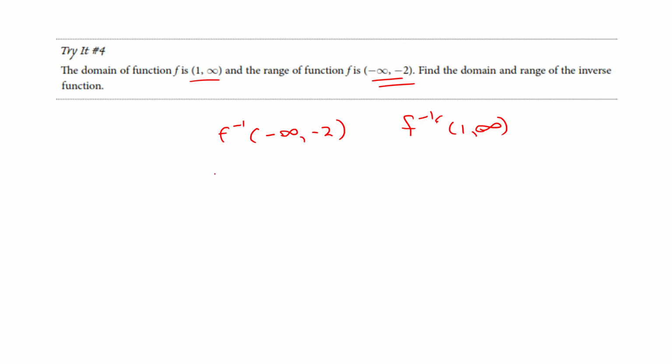So you know what, I should have done it like this, like D and R. So I've just reversed them. The original function had a domain of 1 to infinity, so that's the range of the new inverse machine. And the inverse machine has a range of -∞ to -2. That will be the domain of the new one.